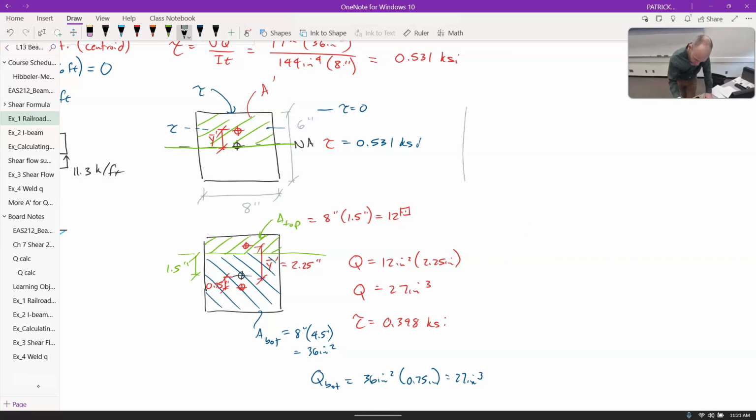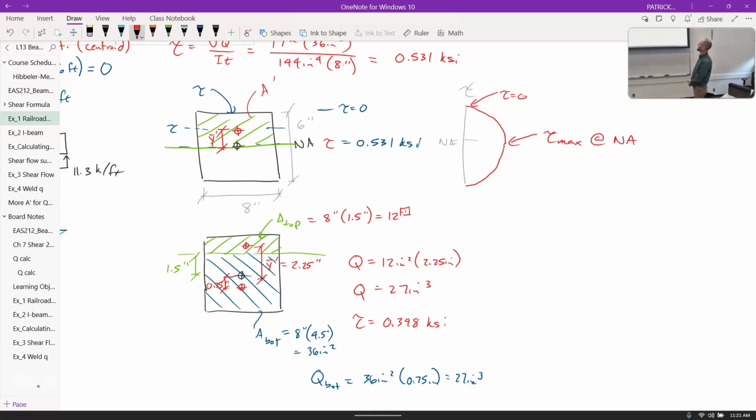So if we were to plot those, tau, if this is your neutral axis location, that would plot just like a curve like that. You always have zero at the top, you always have maximum at the neutral axis, and then it's going to be decreasing as you go down.